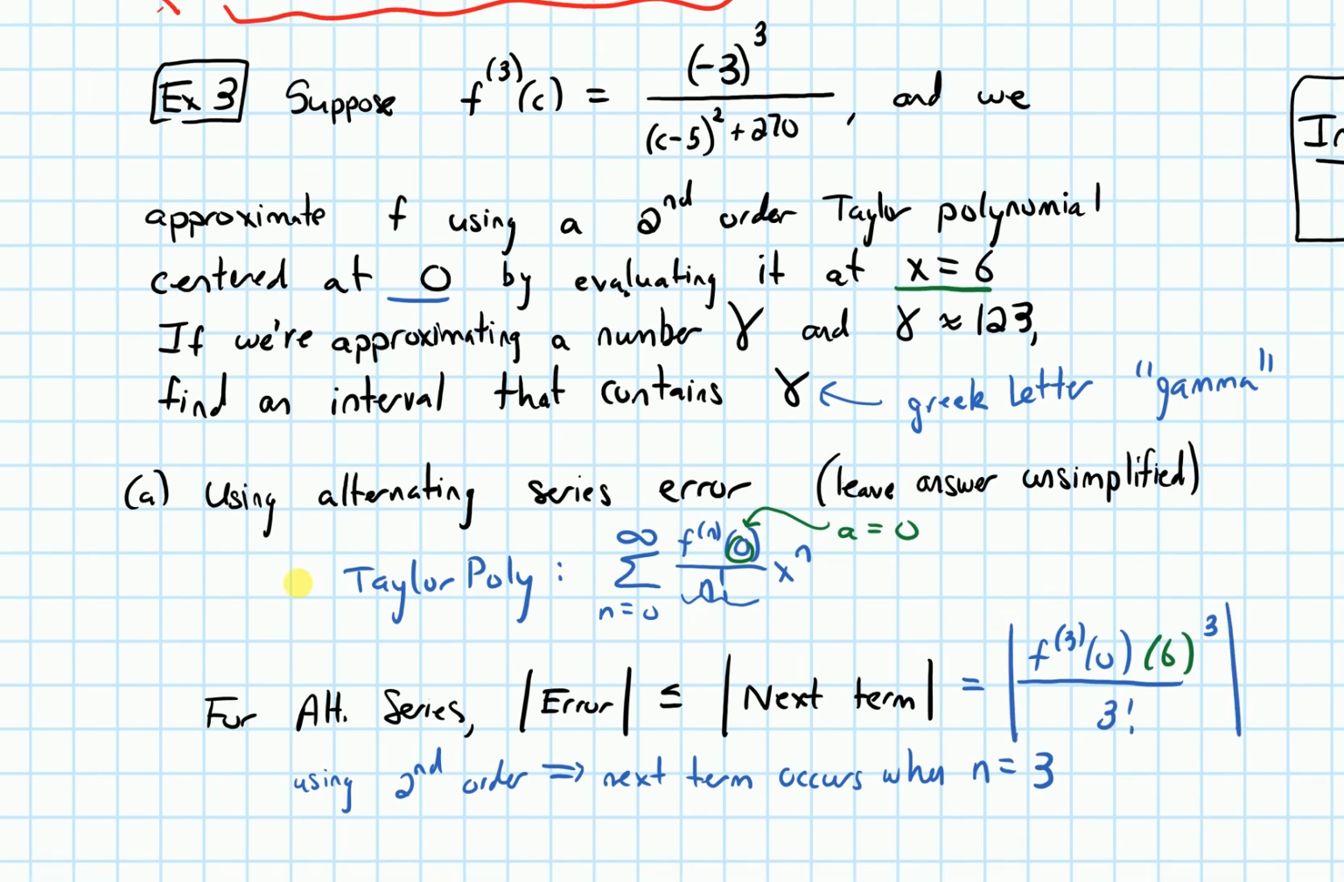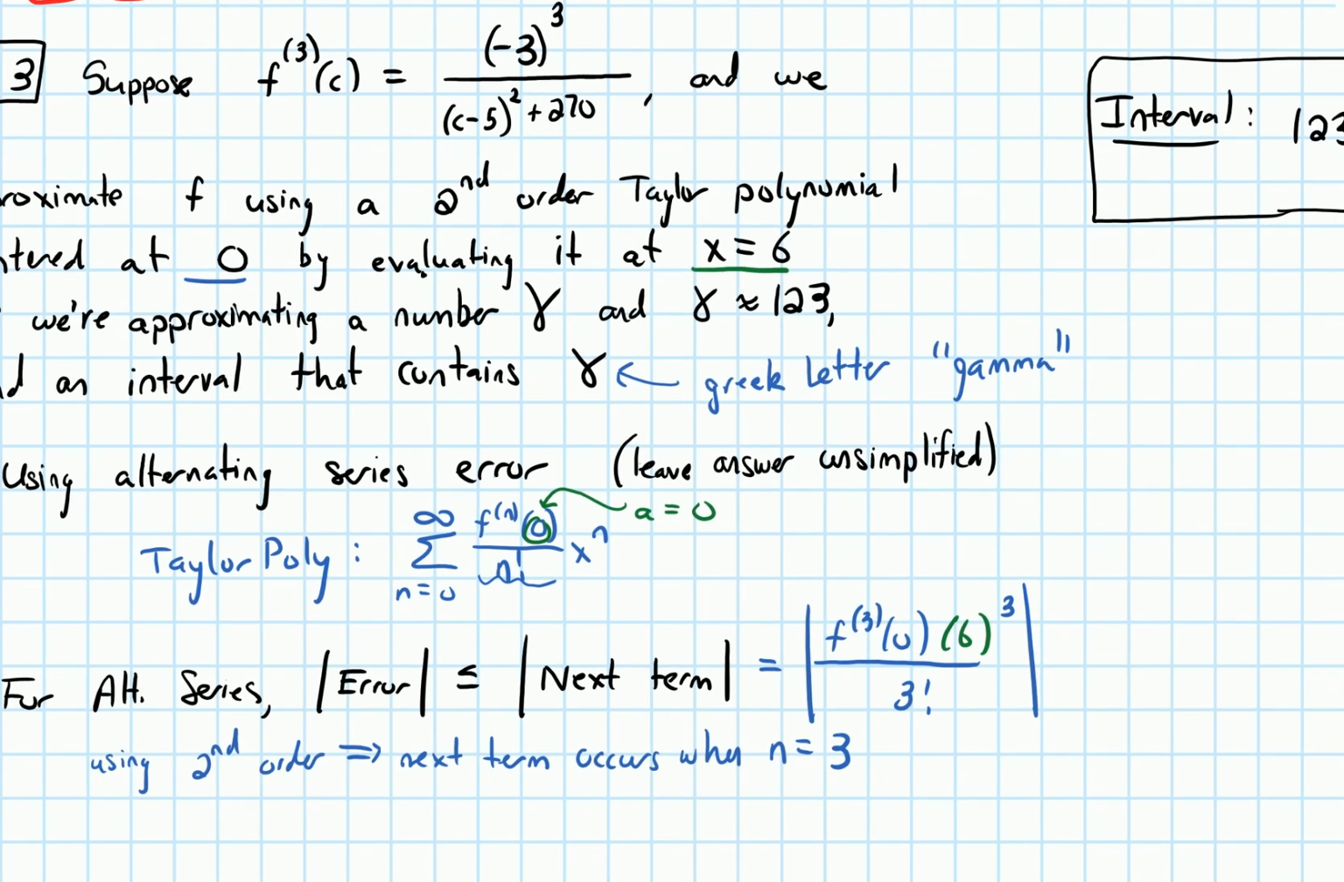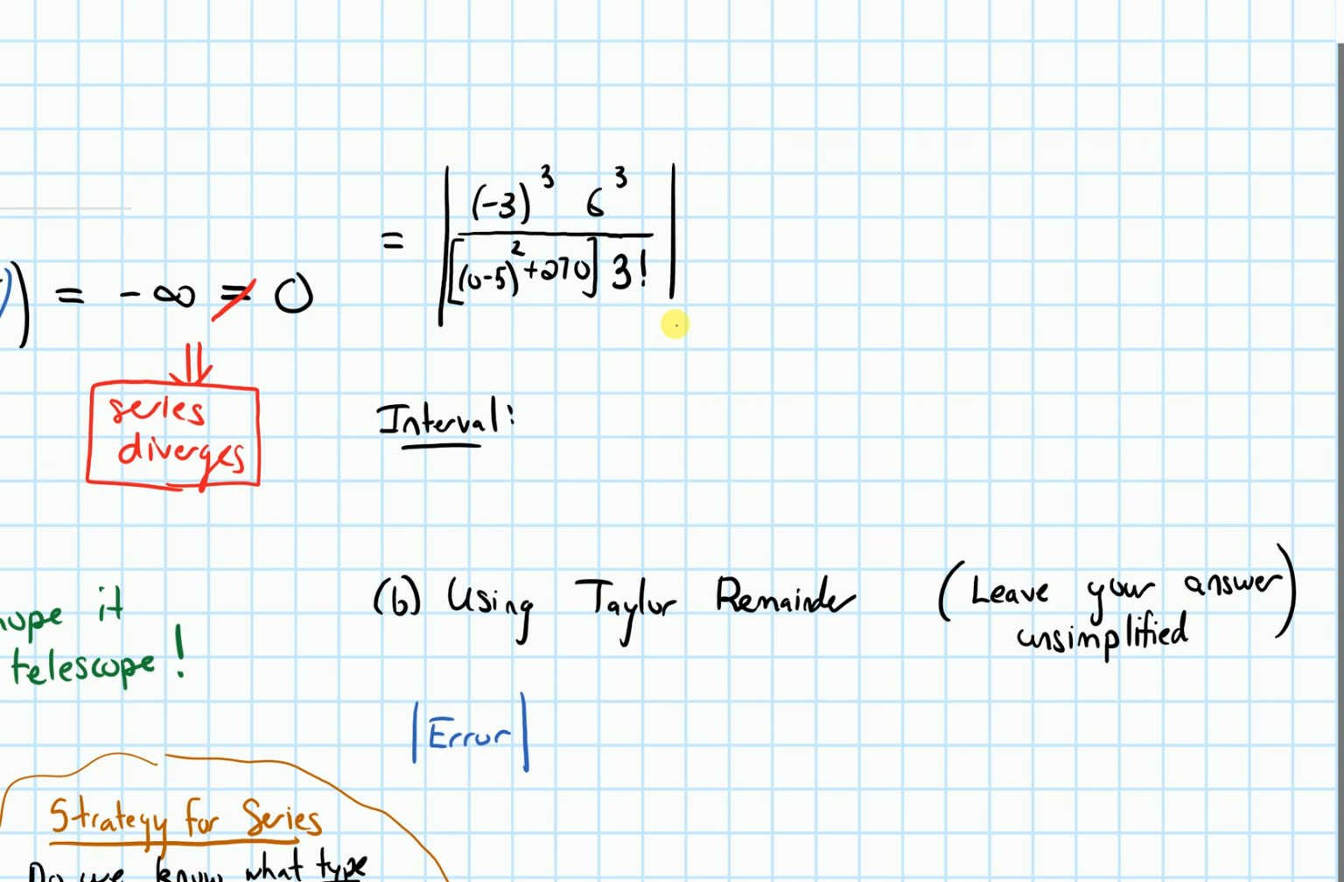So now, plugging in 0 into that third derivative, we end up getting negative 3 cubed at the top, so negative 3 cubed, and then we get 0 minus 5 squared plus 270 times 6 cubed all over 3 factorial. So we have this. So now let's continue to simplify. I'm going to do that at the top of the page. So what I'll do first is I'll bring this thing that's in this denominator down here to simplify it. So doing that simplification, we get this.